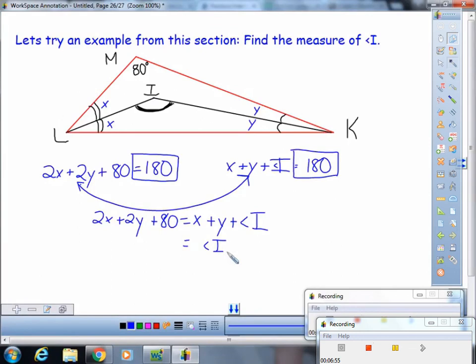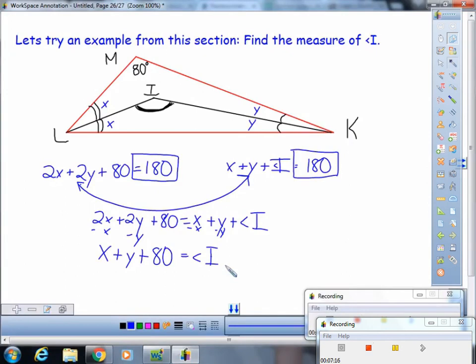So if we subtract x plus y from both sides, or subtract an x, subtract a y, we will get angle I equals x plus y plus 80. It doesn't exactly help us. It's true. We might use it down here in the future, but right now that's not what I'm looking for. I think I can get an answer.